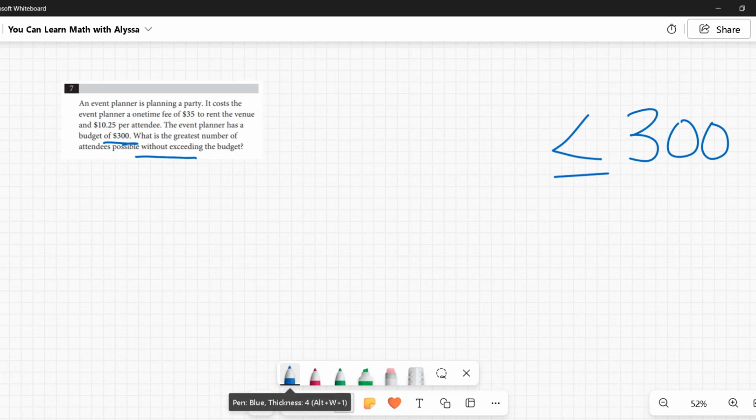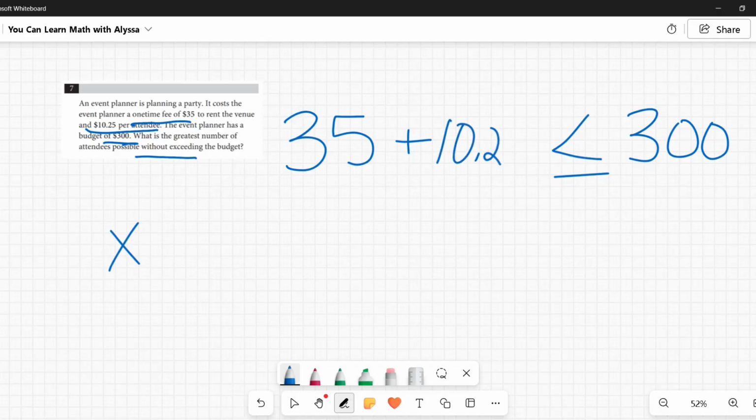Okay, what are they going to spend the money on? First, there is a one-time fee of $35. All right, so we got this flat rate of $35. Then there's something else we're going to be spending it on. There is a charge of $10.25 per attendee. They're not telling us what variable to use to represent the number of attendees, so I'm going to say x. x is how many attendees. So if it's $10.25 for every attendee, it's $10.25 times the number of attendees, $10.25x.